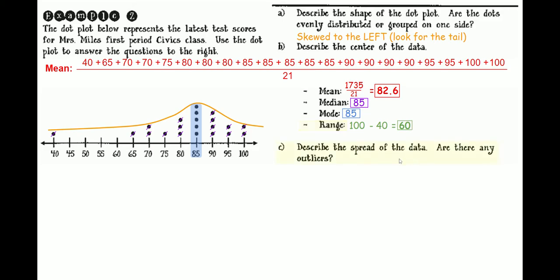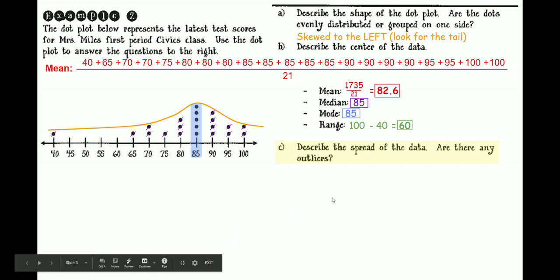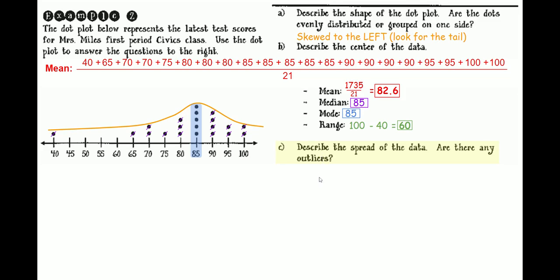Describe the spread of the data. Are there any outliers? So an outlier is a data point that seems way off compared to everybody else. Imagine if you had a basketball player, an NBA player, someone who's probably 7 feet tall inside of your classroom right now. If you asked what's the average height of the people in class, that basketball player will skew the data. He would be an outlier because he's significantly taller than everybody else.